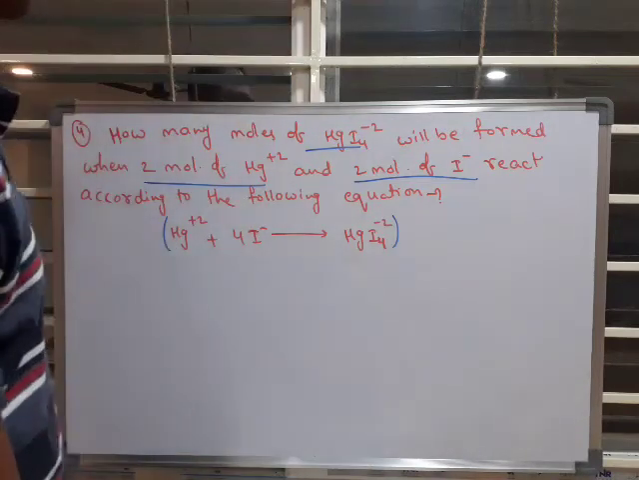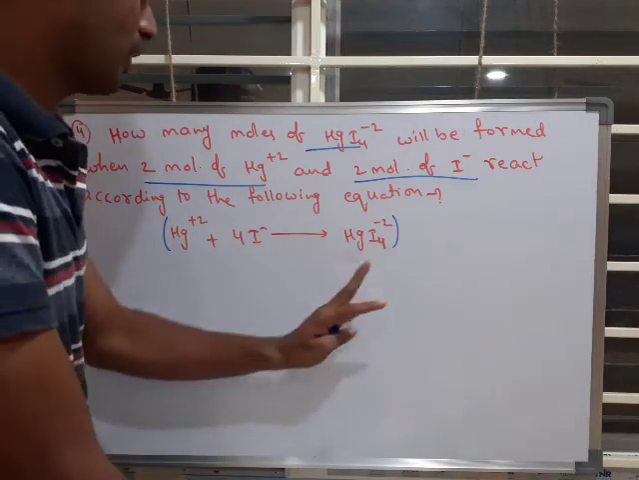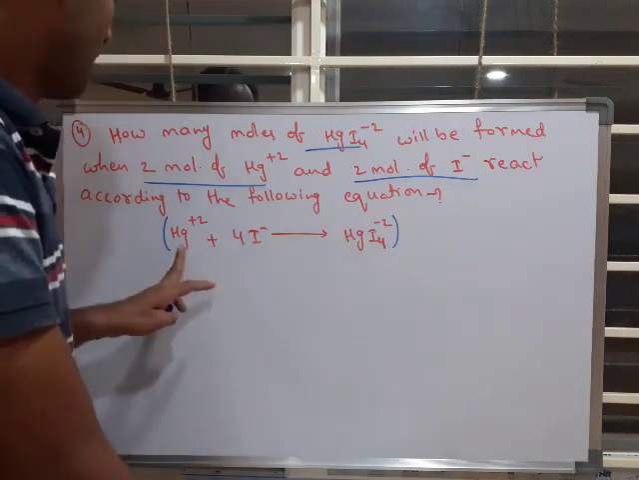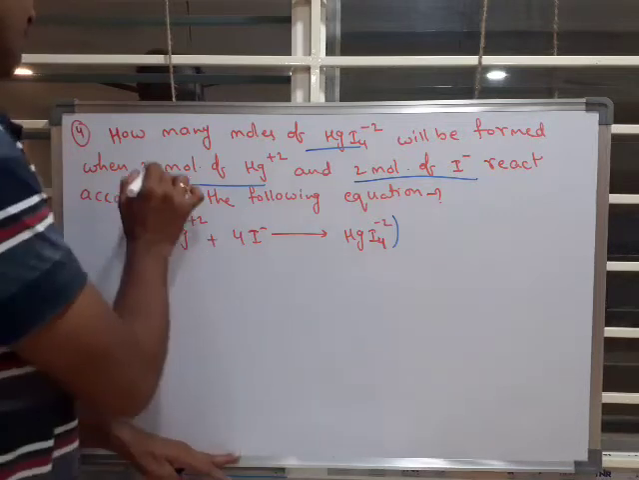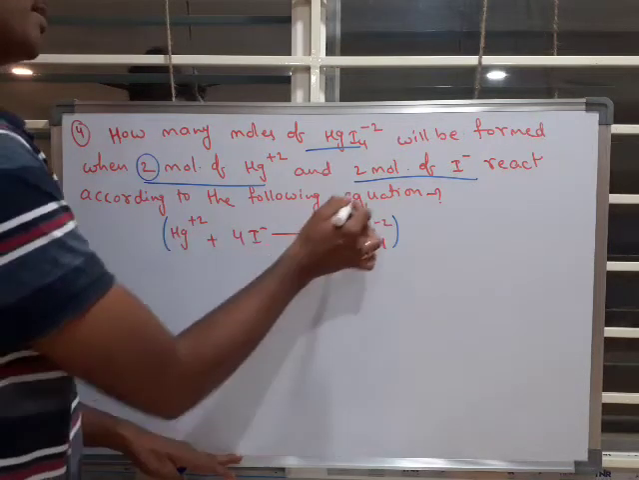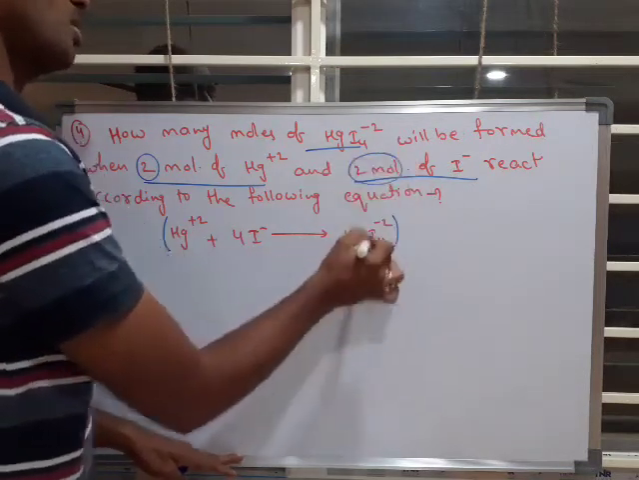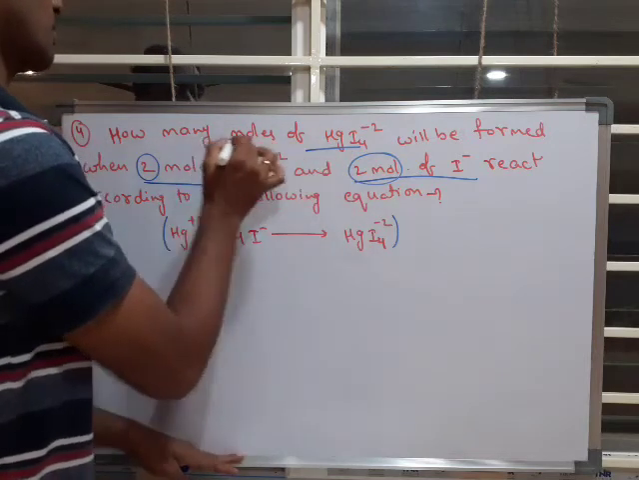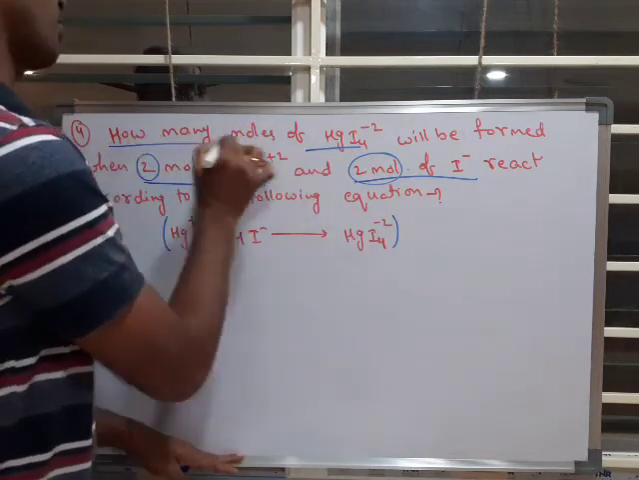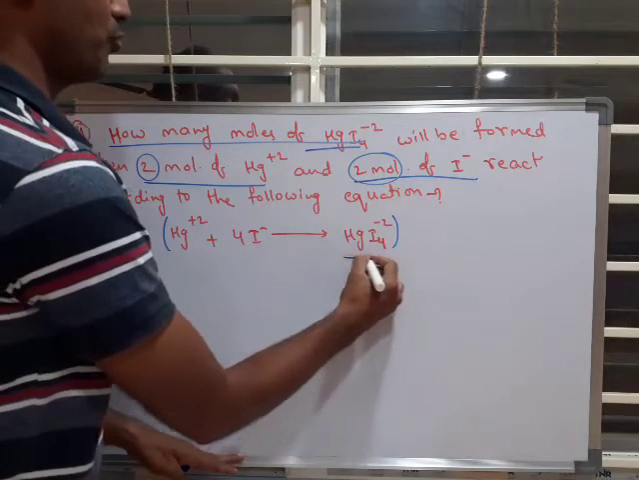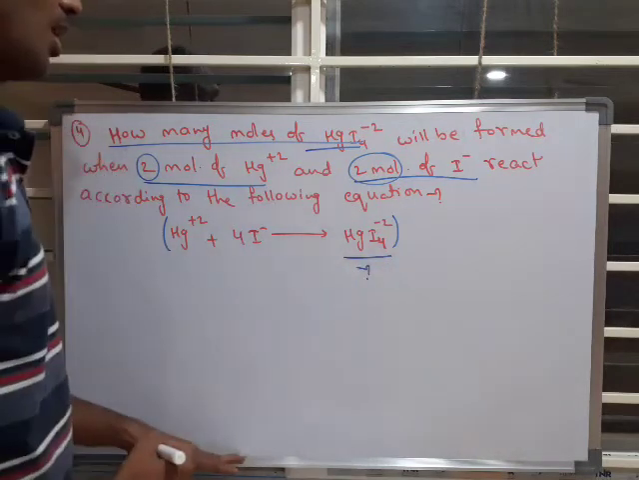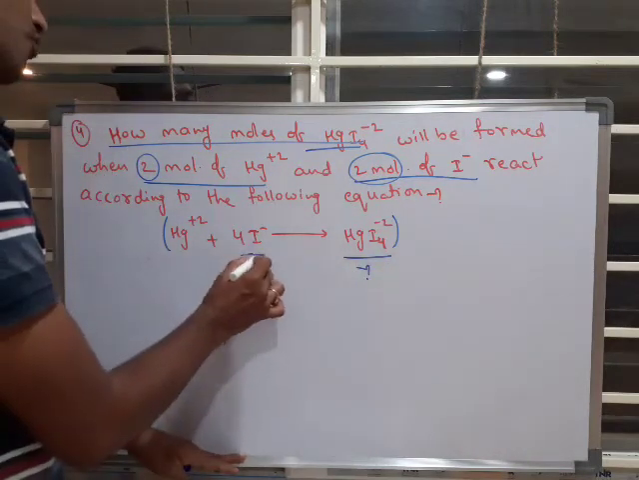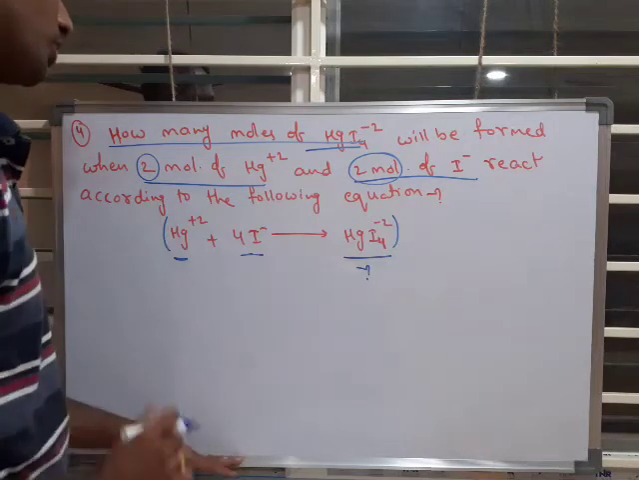But here, the important thing is that in the reaction there are only three species. Hg plus 2 is given as 2 moles, I minus is also given as 2 moles, and there is only one product. Our question is how many moles of this product are formed. We can find it with the help of I minus or with the help of Hg plus 2, since two clues are given.